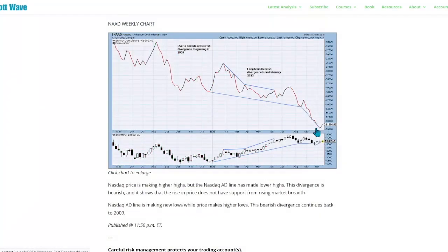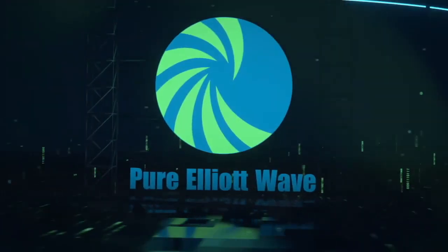And on the Nasdaq AD chart, the AD line continues to make lower lows while price continues to make higher lows. This continues long-term bearish divergence dating back to February 2023 and all the way back to 2009.